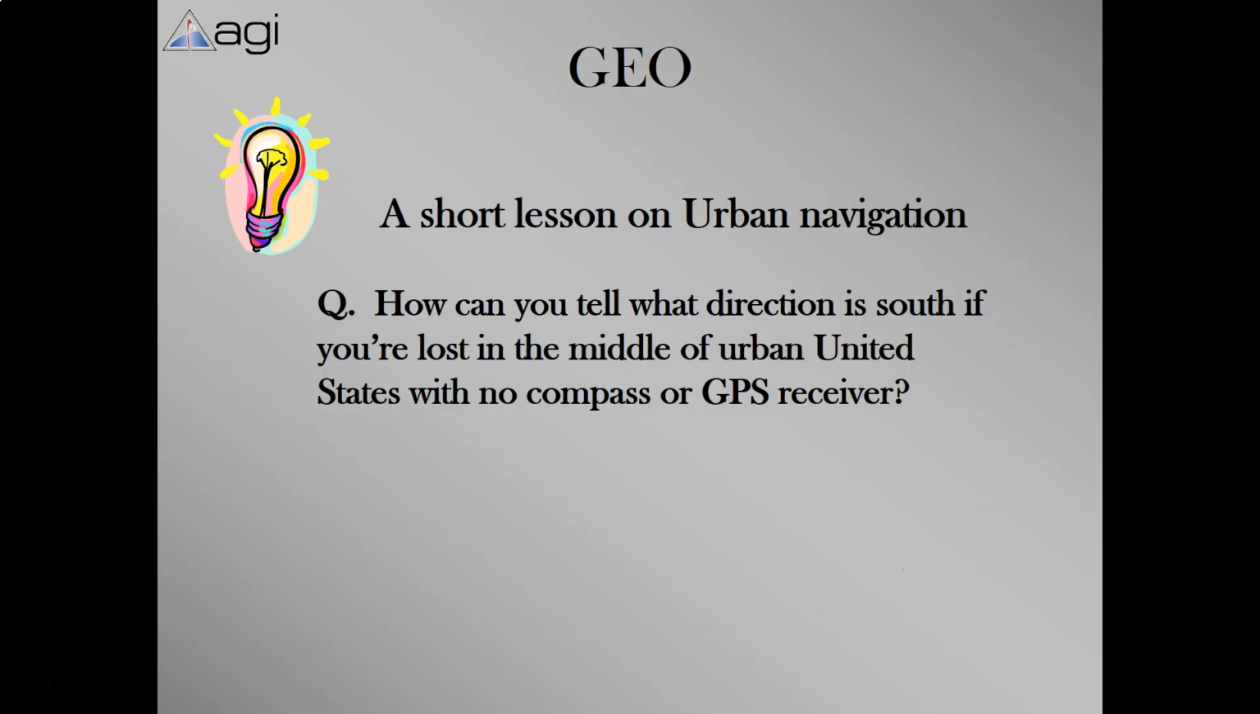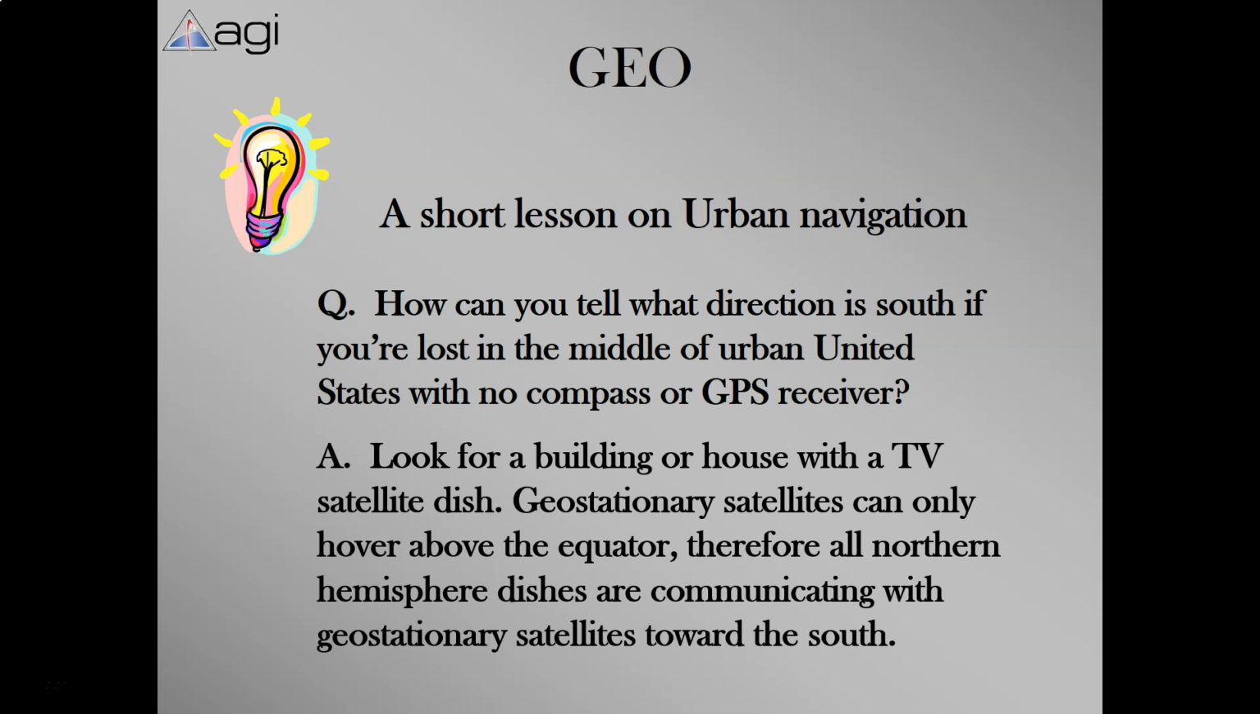I'm going to ask a quick question here. How can you tell what direction is south if you're lost in the middle of an urban United States area? There's no compass and you have no GPS receiver. Middle of a city, you're lost. How do you tell what direction is south? I recommend you look for a building or house with a TV satellite dish. Geostationary satellites only hover above the equator. Therefore, all northern hemisphere dishes communicate with geostationary satellites that are toward the south.